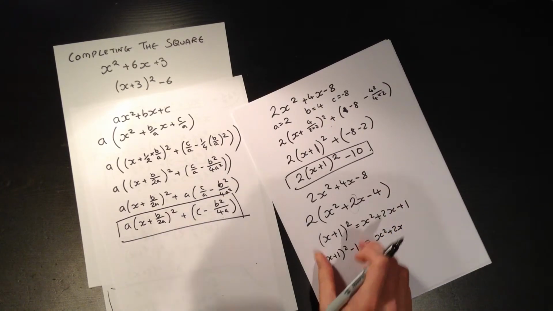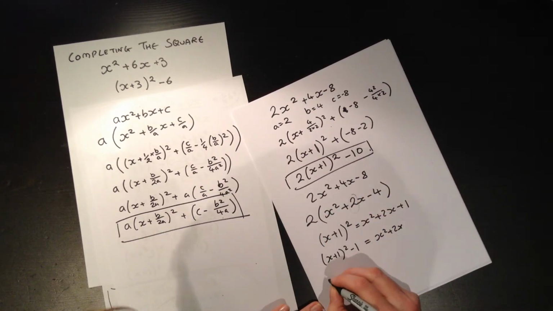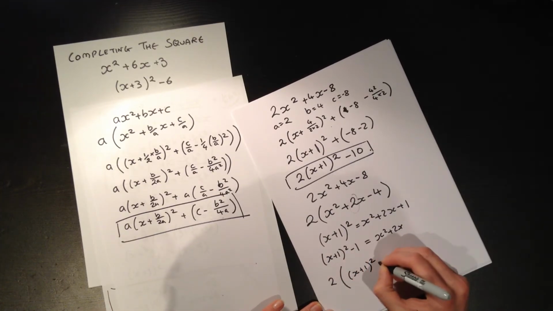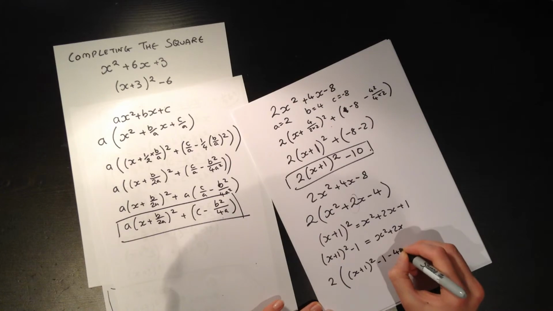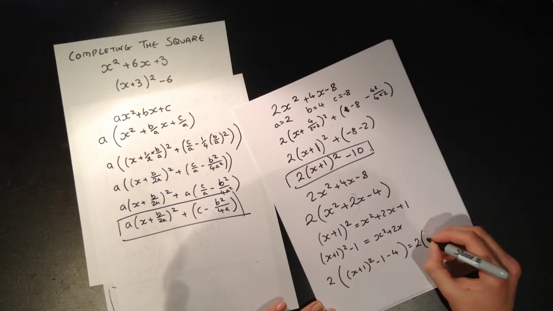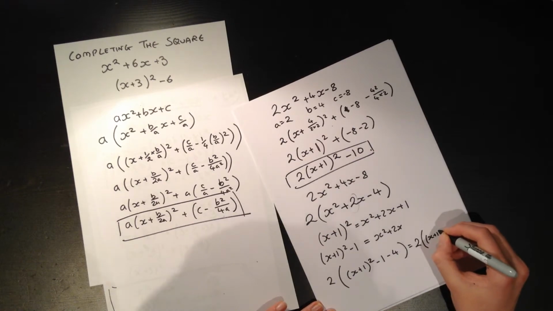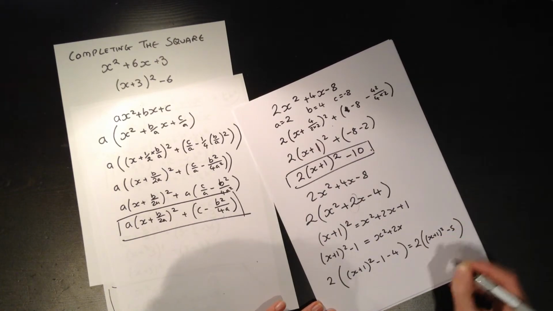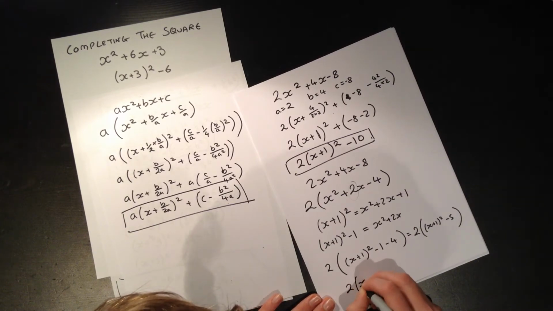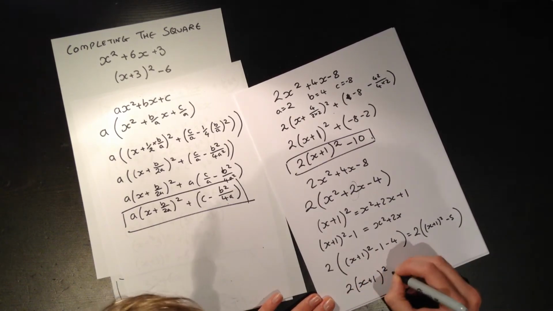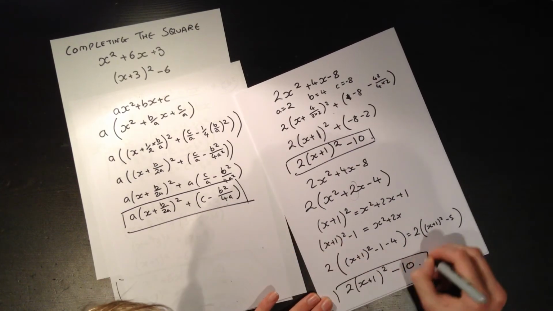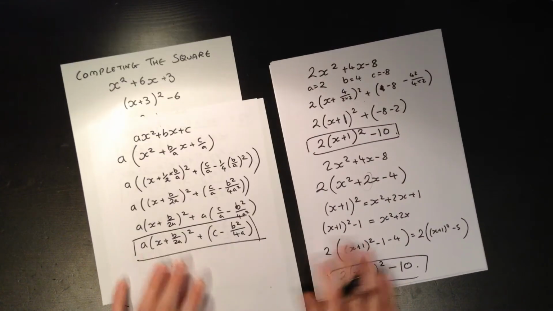Now put this back into there because it's equal. So 2 lots of x plus 1 squared minus 1 minus 4, which equals 2 lots of x plus 1 squared minus 5. And if we multiply out this, we end up with 2 lots of x plus 1 squared minus, and then 2 lots of 5 is 10, which is the same as what we got here.